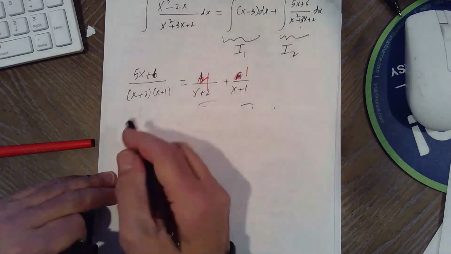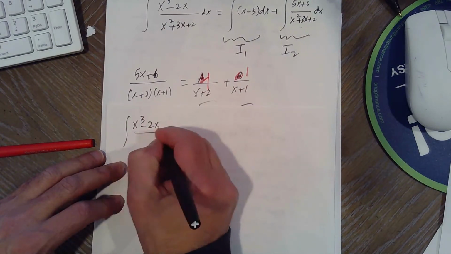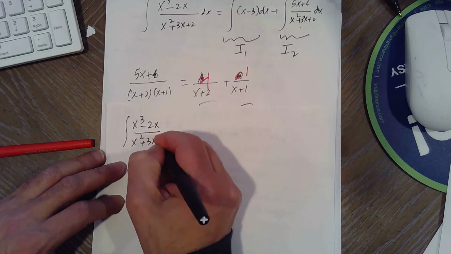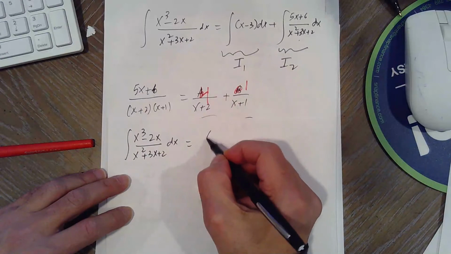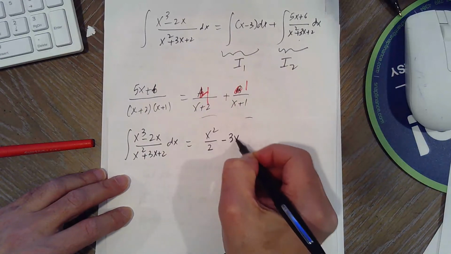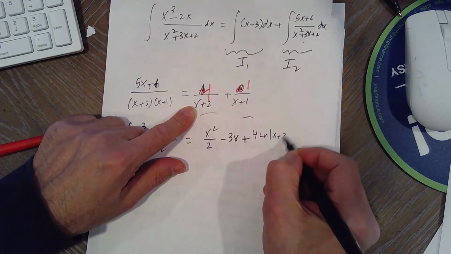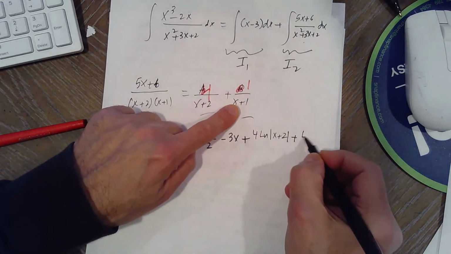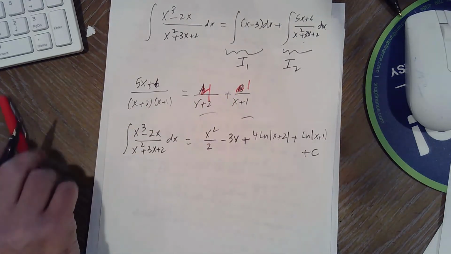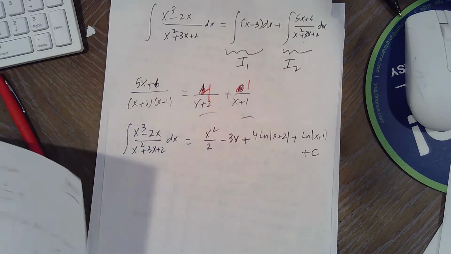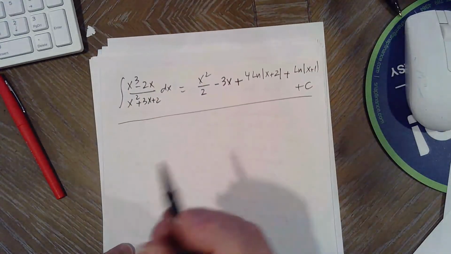So the integral of (x cubed minus 2x) over (x squared plus 3x plus 2) dx equals the integral of x minus 3, which is x squared over 2 minus 3x, plus the integral of this guy: 4 ln absolute value of x plus 2, plus 1 ln absolute value of x plus 1, plus c. Pretty neat, okay? So that's if we have distinct linear factors in the denominator.